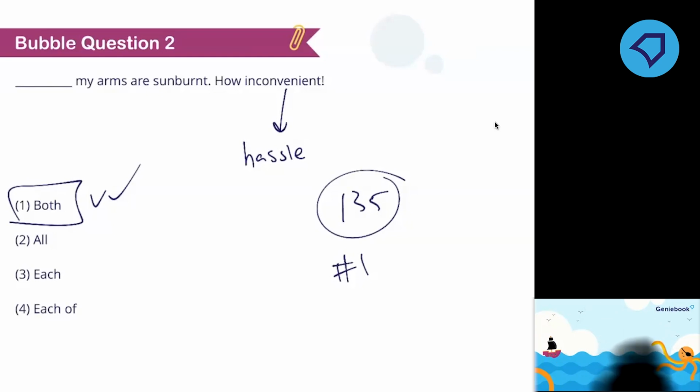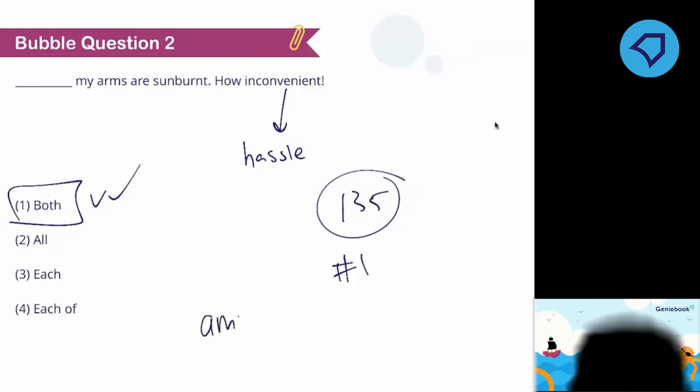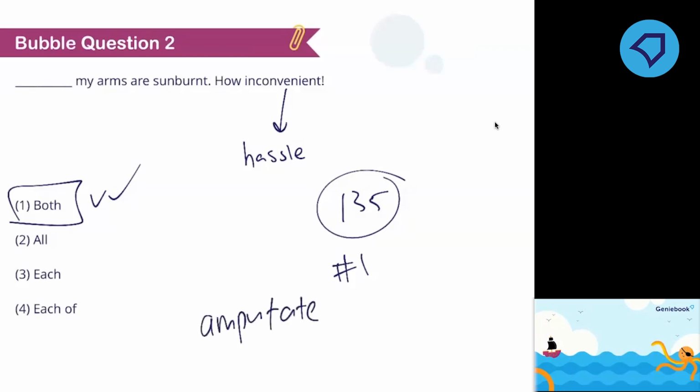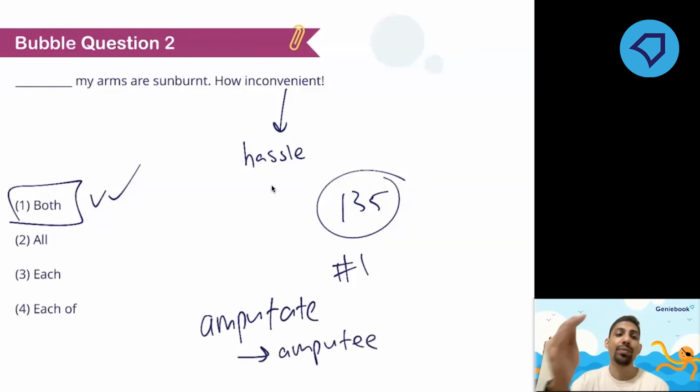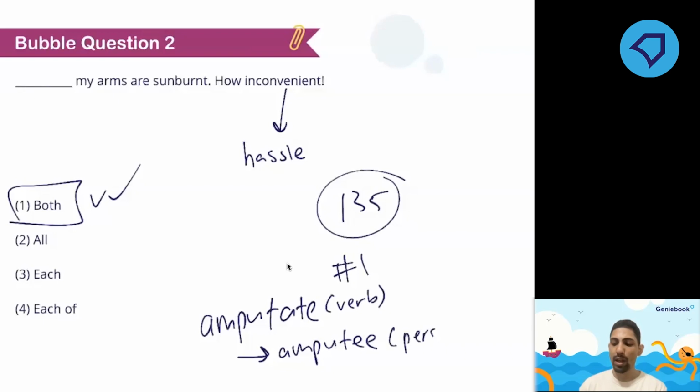So to cut off a limb is called to amputate. Okay? Amputate. So someone who has lost a limb is known as an amputee. You really never know. Like I said, there are 168 of you here, so there is a chance somebody has one arm. Amputate is the verb. Amputee is a person who has had a limb amputated.